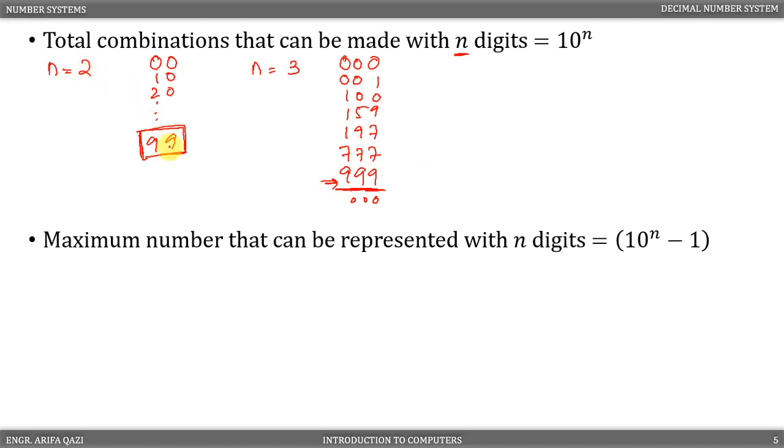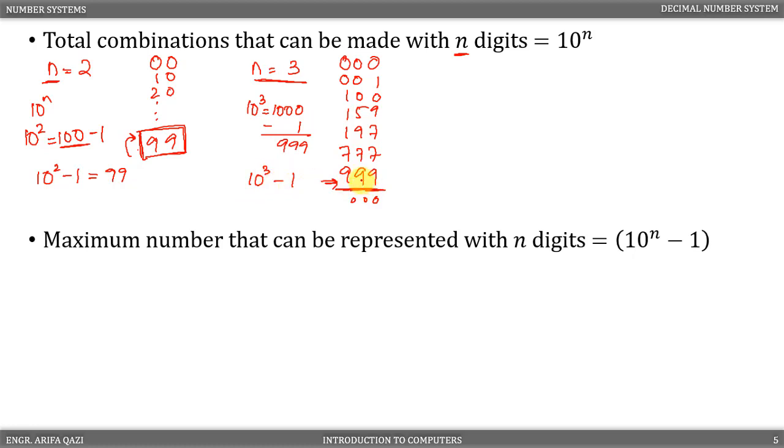Consider n equals 2. This n is actually the power of 10, 10 raised to n. So 10 raised to 2 is 100. Now 99 is 100 minus 1. So 10 raised to 2 minus 1, which is 100 minus 1, is equal to 99, which is the maximum number that can be formed by 2 digits. Now, if n equals 3, and n is the power of 10, so 10 raised to 3 is 1000, and 999 is 1000 minus 1. So 10 raised to 3 minus 1 is 999. We can form this maximum number with 3 digits.